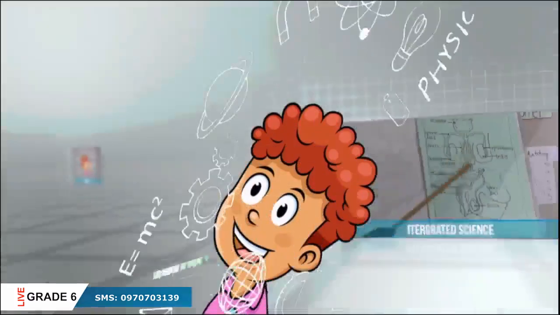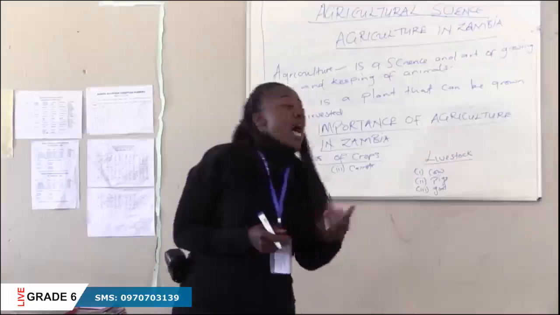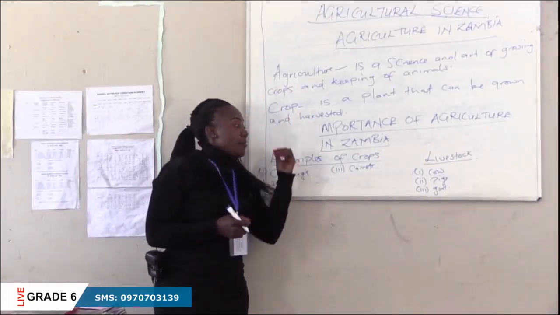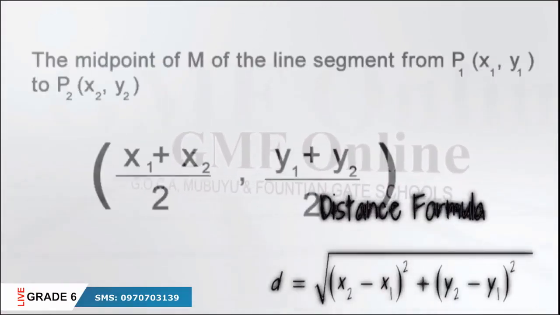Good afternoon, class. These are examples of crops that we grow in Zambia. Look at algebraic expression.